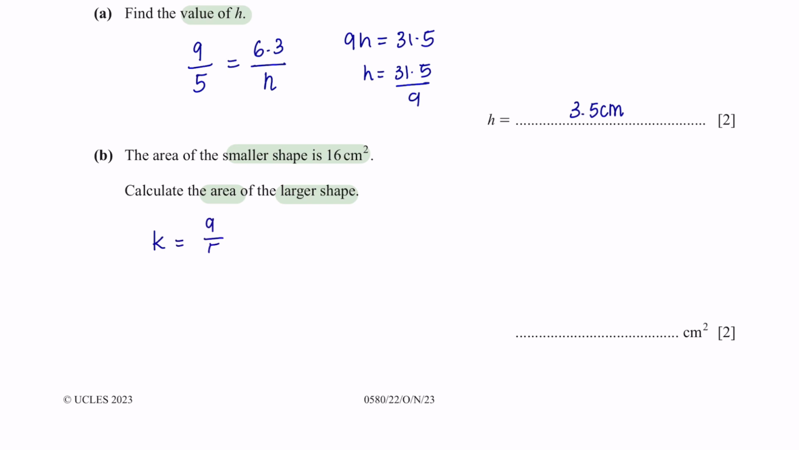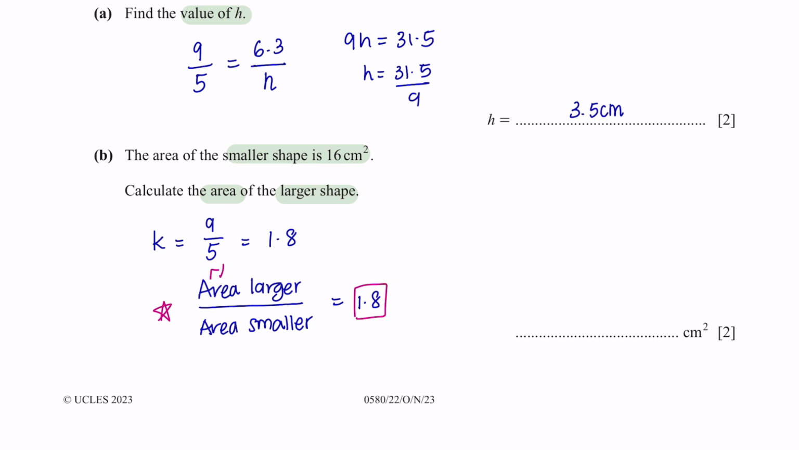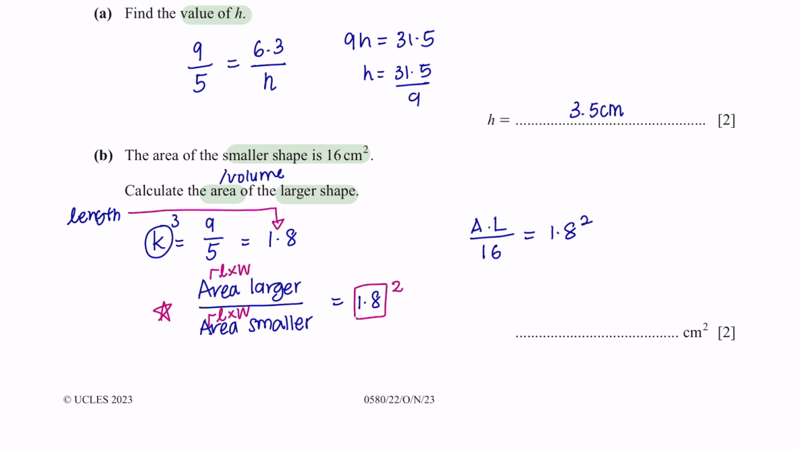So from bigger to smaller, it reduced by 1.8. So we'll do the same to compare the area, except since this is area, and area is length times width, this has to be squared. So we're looking to find the area of the larger shape over the area of the smaller shape equal to 1.8 squared. If they ask you to find for volume, then your scale has to be cubed. But if you're just comparing with length, then you can leave your length as the value k by itself. So the area of the larger shape would be 51.84 centimeters squared.